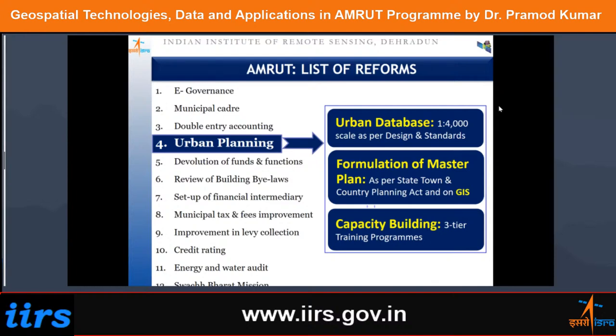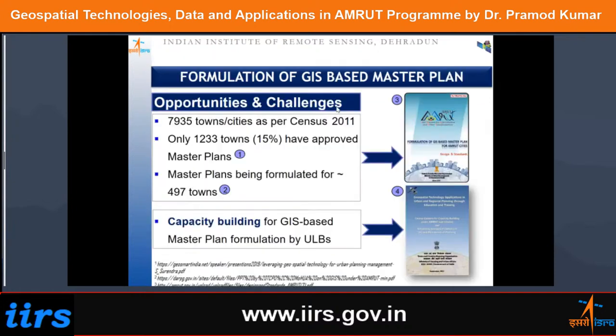That's why, under such a scenario, there are linked processes within the urban areas in order to ultimately improve the quality of life of urban dwellers. The master plan has a very important role to play. That's how the master plan formulation exercise is undergoing under the fourth reform, and the beautiful documents have been developed by the MOHUA, and the capacity building has been developed by the IIRS and TCPO jointly.